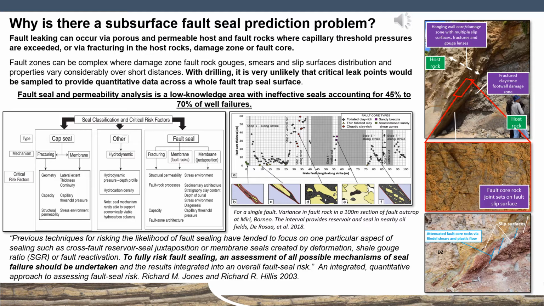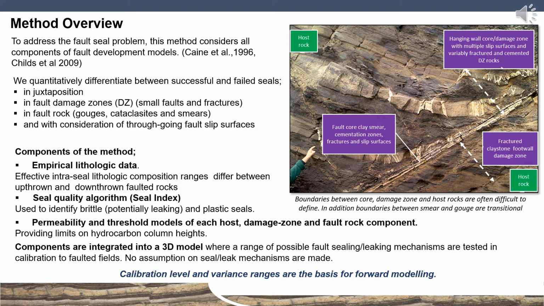As such, fault seal and permeability analysis is a low knowledge area. To fully risk fault sealing, an assessment of all possible mechanisms of seal failure should be undertaken, and this is the philosophy that we are pursuing here. It is very important that any fault seal and permeability models developed are well aligned with fault development models. What we do is quantitatively differentiate between successful and failed seals in juxtaposition, in fault damage zones, in fault rock, and with the consideration of through-going slip surfaces.